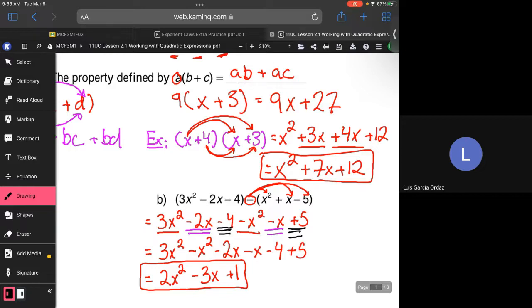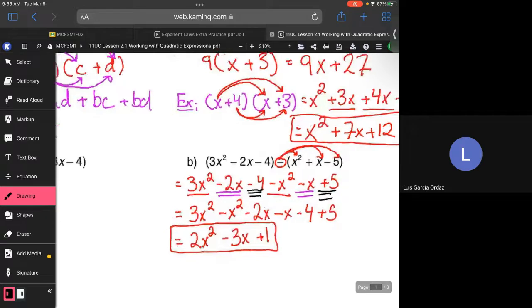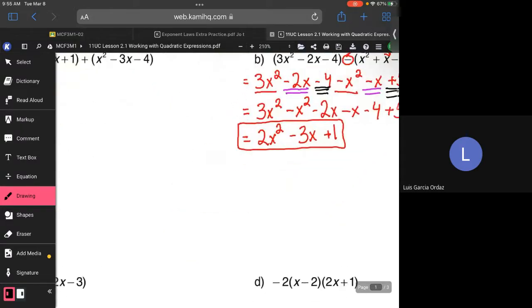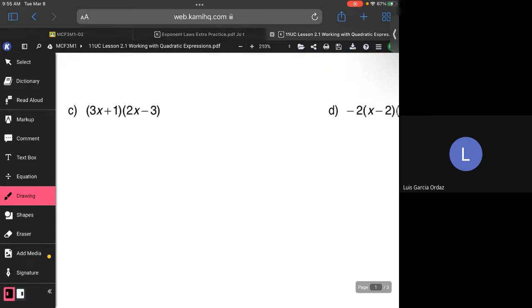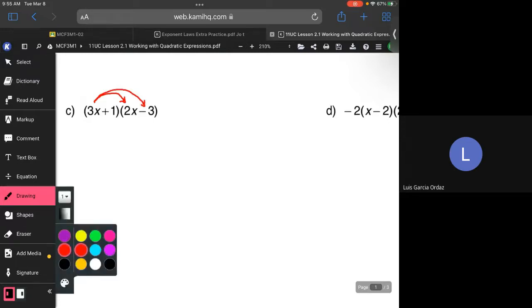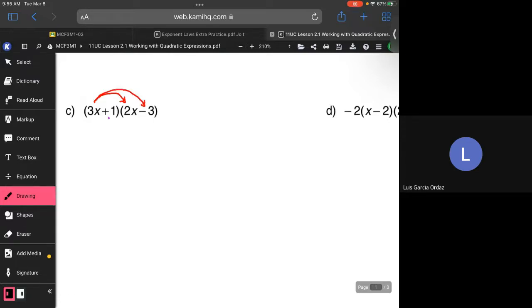Okay, so for C, I have two binomials being multiplied by each other. So for C, I have 3x plus 1 times 2x minus 3. So what method am I going to use to simplify this expression? Olivia, we're going to FOIL. So again, my 3x multiplied by my first two terms, and then at the end, take my 1 and multiply it by the two terms again.